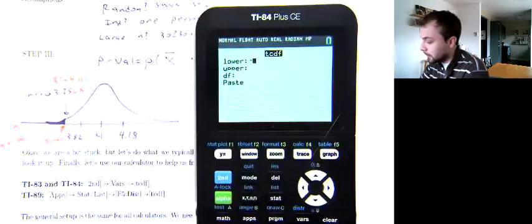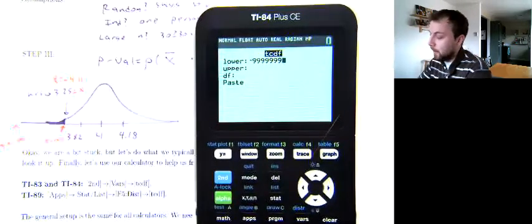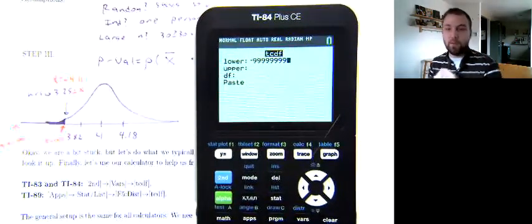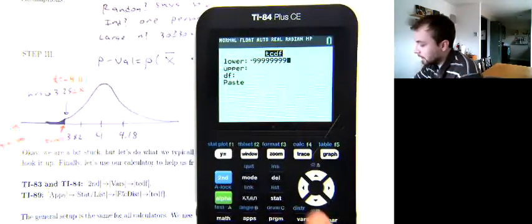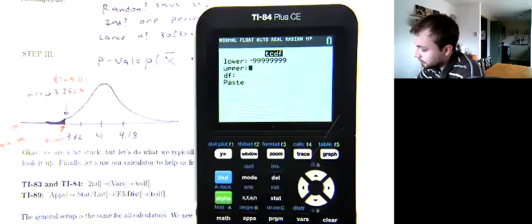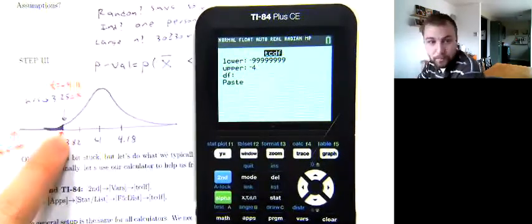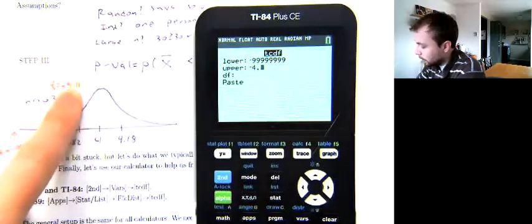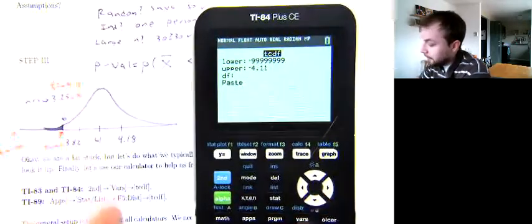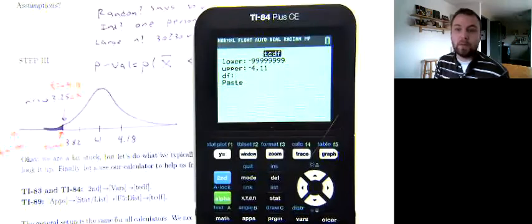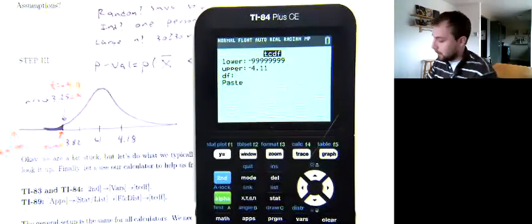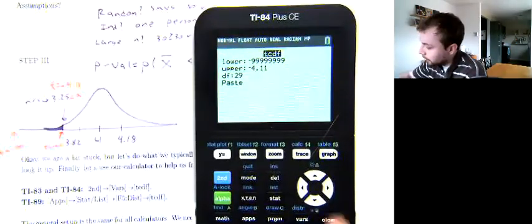So in my calculator, I'm going to do negative, and then just a whole bunch of nines to say negative way out there to the left side. For my upper value, this is my largest t-score. In this case, my largest shaded in t-score was up here at negative 4.11. And finally, degree of freedom, it essentially wants to know which one of these tables should I be looking it up on. So for degree of freedom here, 29.